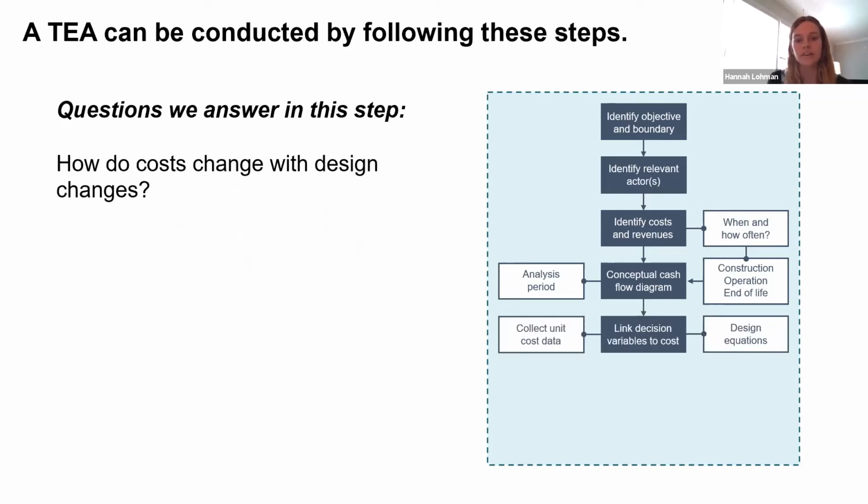And then the next step is to link decision variables to costs. So ideally, we would want to be able to understand how costs will change when we change the design. So if we change the size of a part of the product, then how will the costs change as we're changing the shape or size?